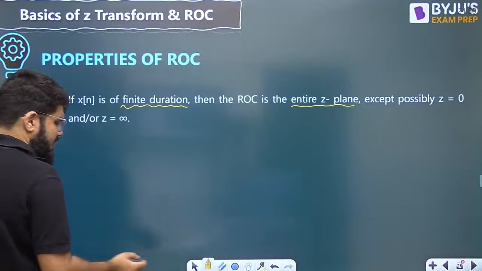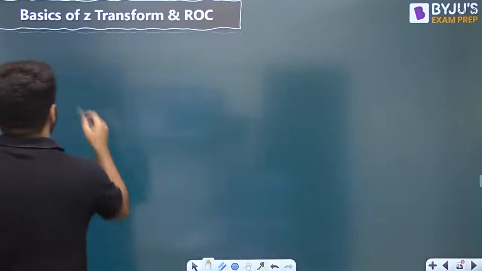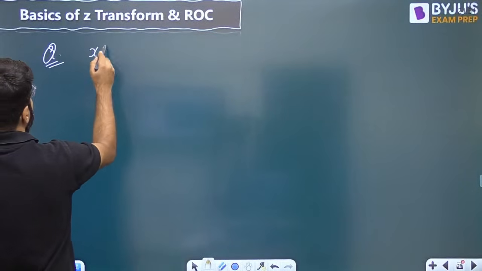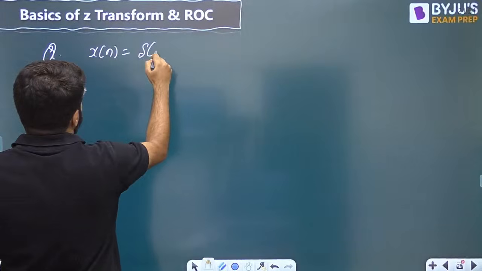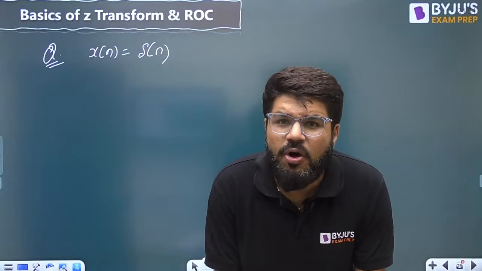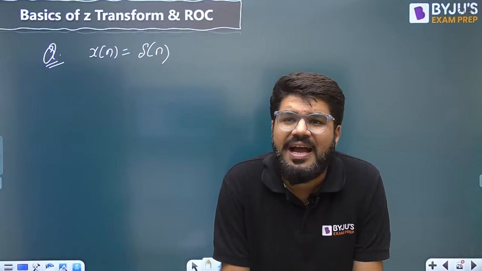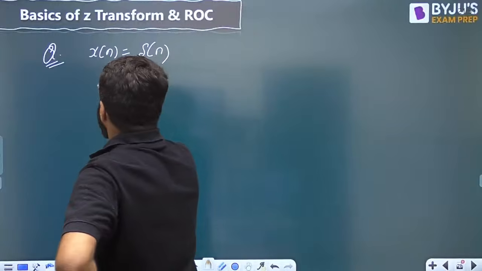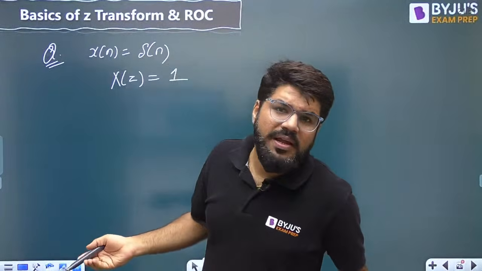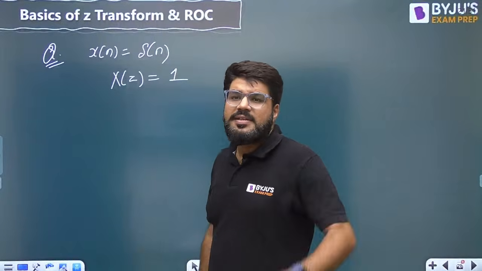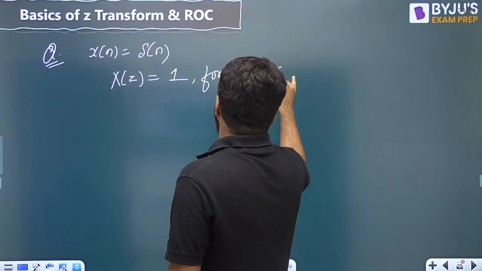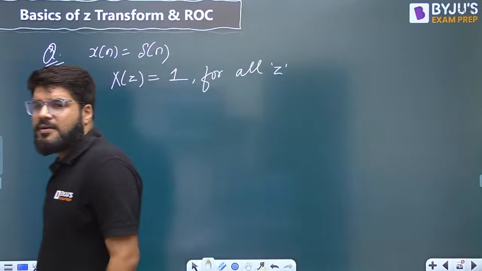Let's talk about that. So, finite duration. Let's take an example and understand this, guys. If I give you a very simple case, x[n] equal to delta[n]. For delta[n] we have already derived the Z transform, and that was equal to how much? That was equal to 1. It is a constant 1 irrespective of the value of z. X(z) equal to 1 for all values of z.